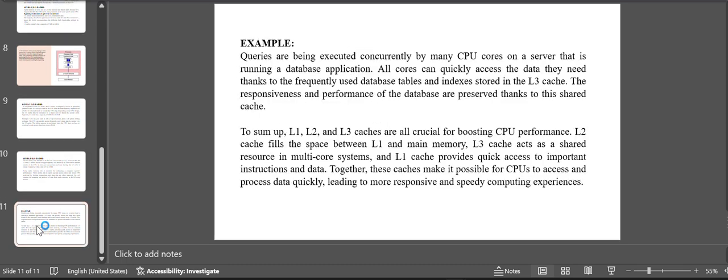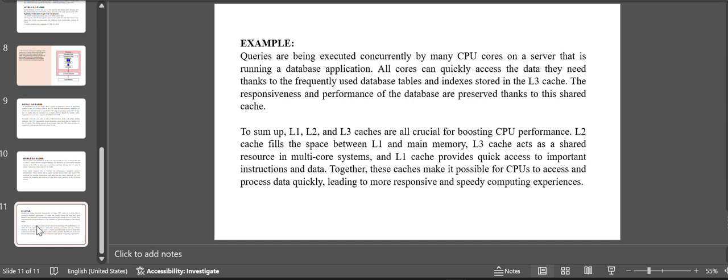Example: queries are being executed concurrently by many CPU cores on a server that is running database applications. All cores can quickly access the data they need thanks to frequently used database tables and indexes stored in the L3 cache. The responsiveness and performance of the database are maintained through the shared cache.